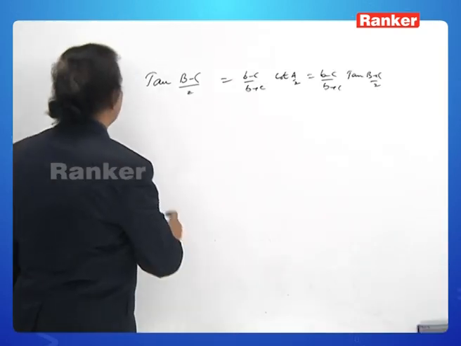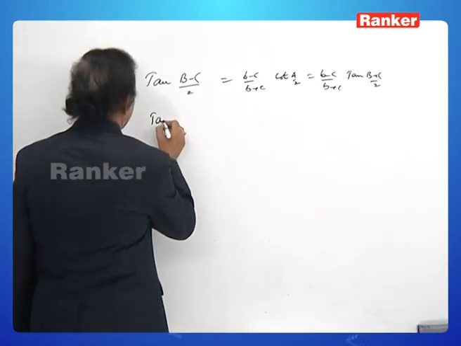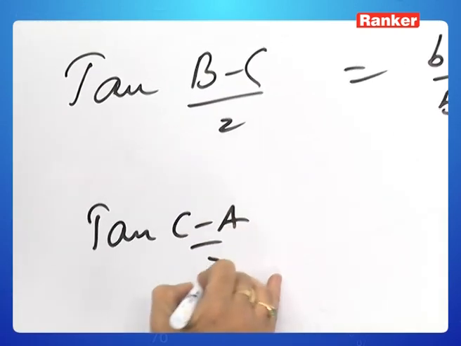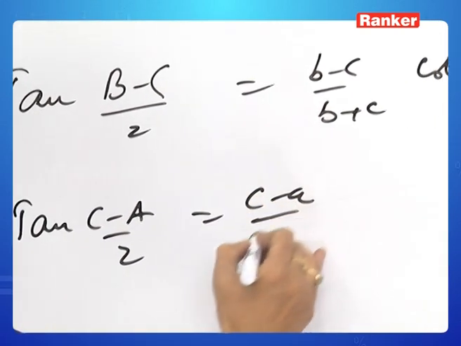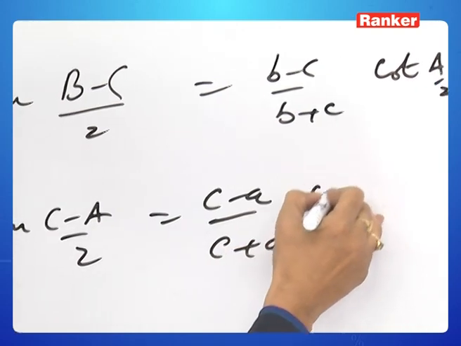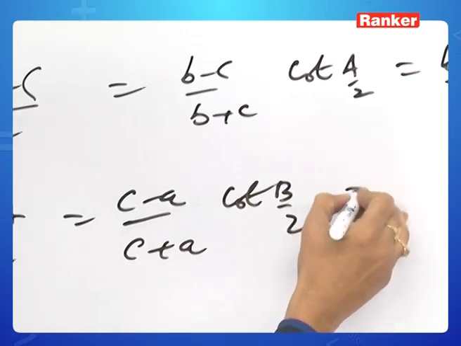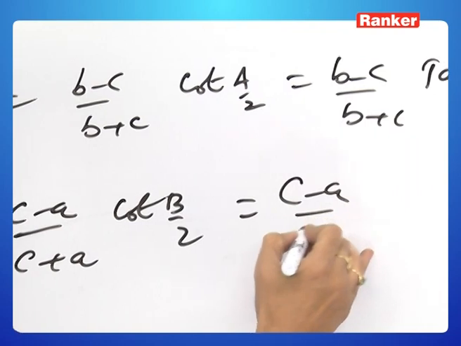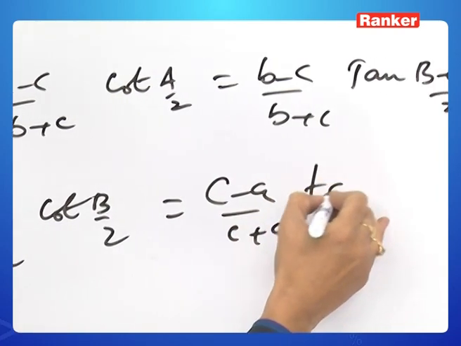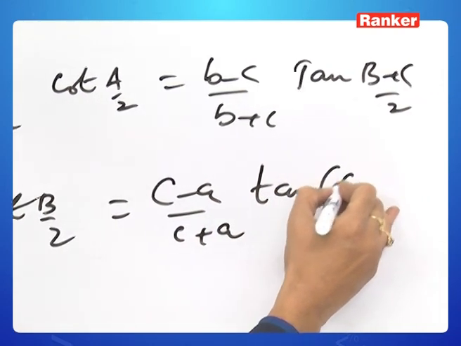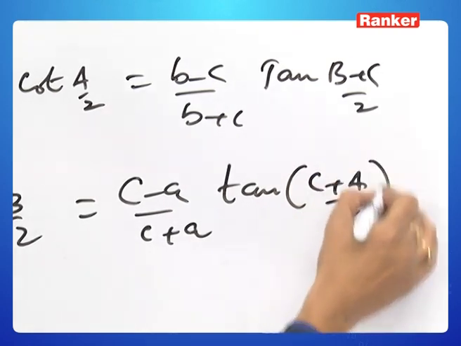Isn't it? Okay, just like that, tan of (c minus a) by 2 is equal to (c minus a) by (c plus a) cot b by 2, and the same can also be taken as (c minus a) by (c plus a) tan of (c plus a) by 2.